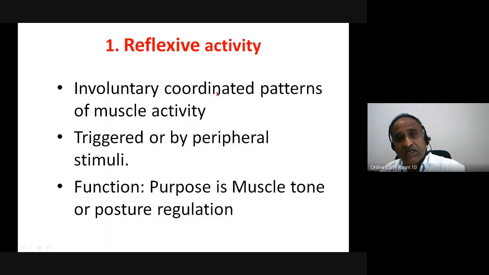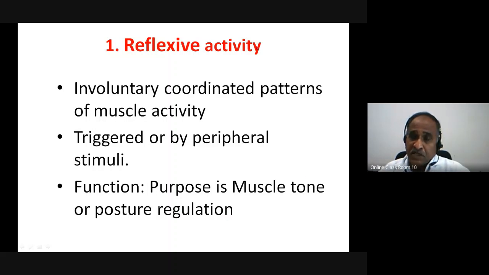It is an involuntary coordinated pattern of muscle activity. This is being driven by the muscle length and stretch, and is performed by the sensitization by the gamma motor neurons. Of course, there is an alpha linkage. The gamma motor neurons superimpose, so that is the reflexive activity, that is maintenance of the muscle tone and the posture regulation.